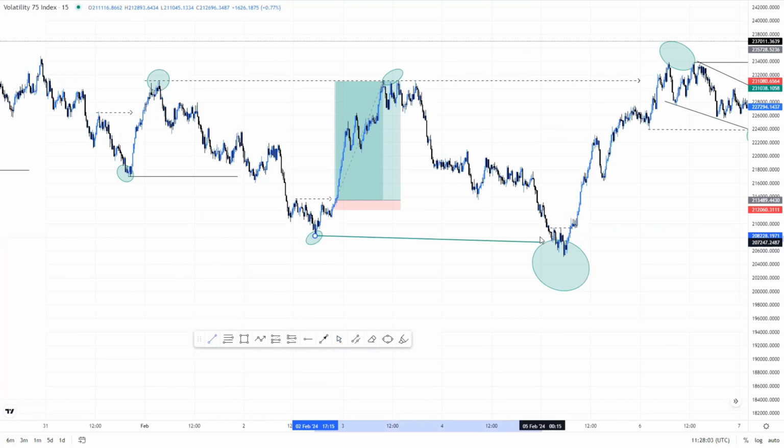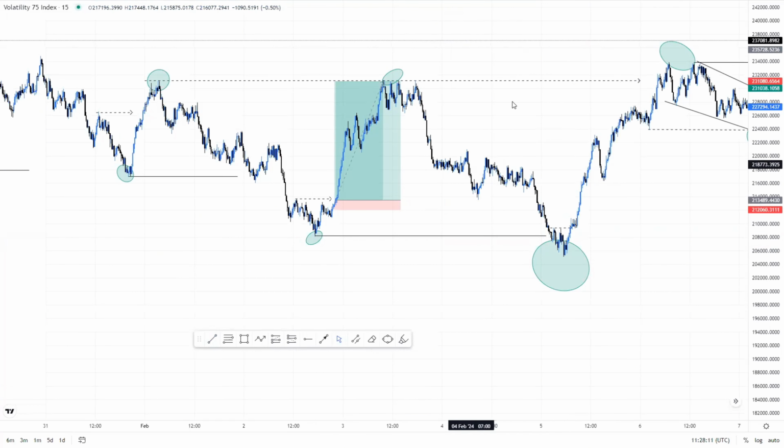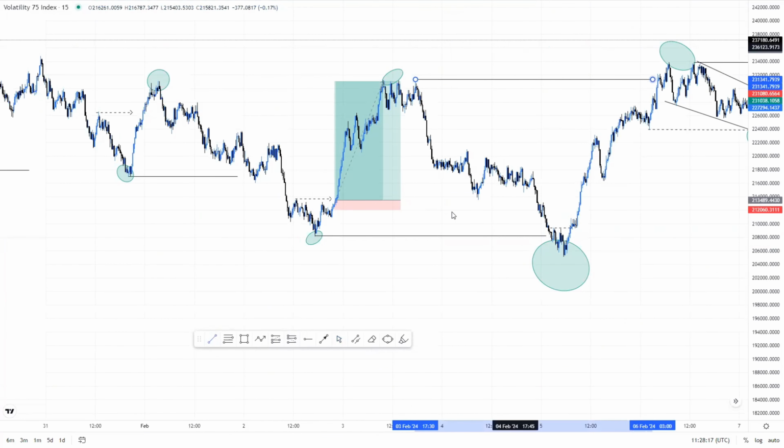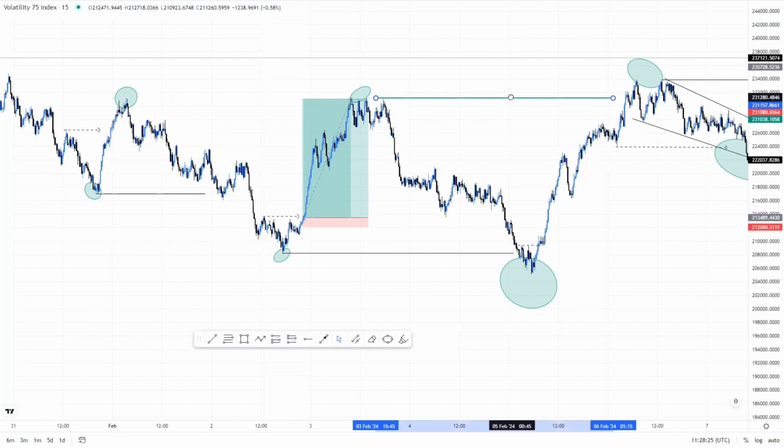They broke here. Then eventually they broke here. They broke there like this. Then eventually they came and they changed this 15-minute character. So when you are looking at it from institutional terminology, that would simply be a minor change of character since it's a lower time frame change of character.